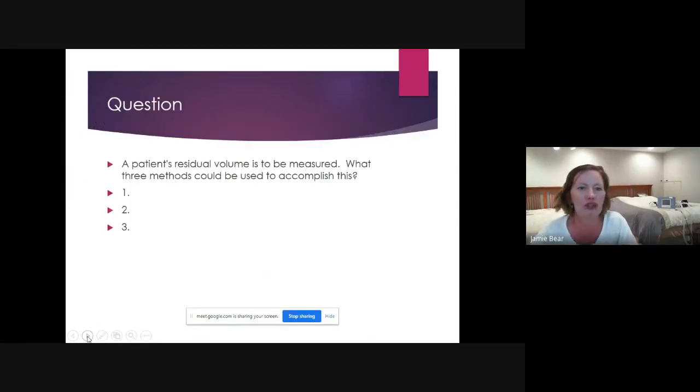Question. A patient's residual volume is to be measured. What 3 methods could be used to accomplish this? Body box. Good. Nitrogen washout? Helium dilution. Excellent.